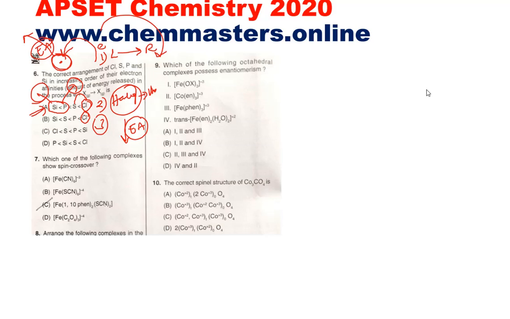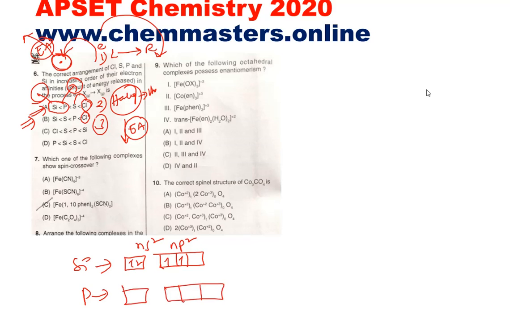But in the general trends, we may have some exceptions. This is the one case where you can see silicon is having the valency electronic configuration like this, ns2 np2, and phosphorus is having the valency electronic configuration as ns2 np3.